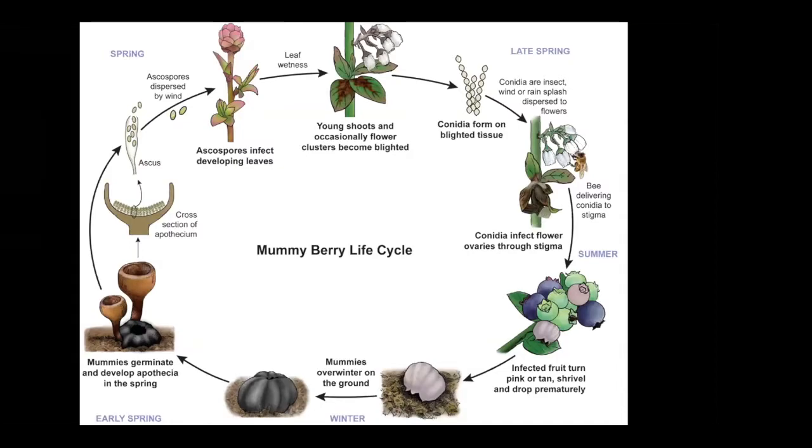And if they infect the flower early on, within a day or 2 of when it opens, they can become mummyberries and then continue the cycle. So for us, that's a big thing that we spray for.